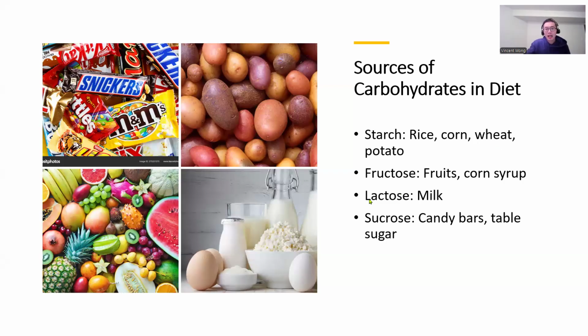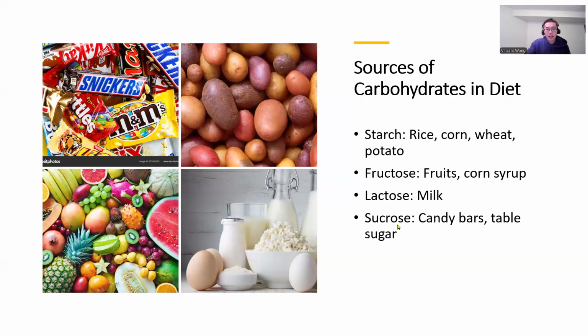Lactose is found in dairy products like milk. Where else do you find lactose besides milk? What other dairy product? Cheese, yeah. Ice cream, yogurt. All those things are going to have lactose in them. Some people are lactose intolerant. They can't take these things.